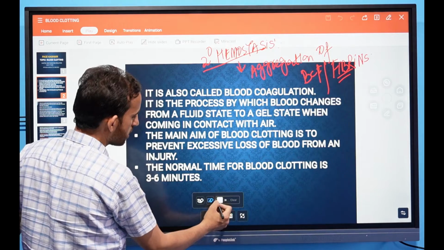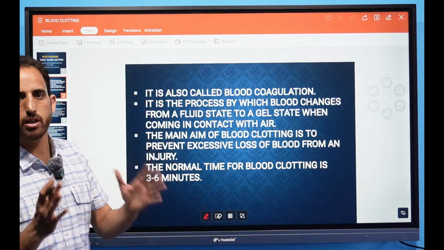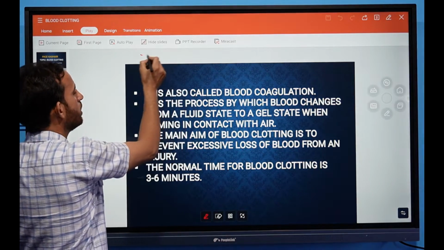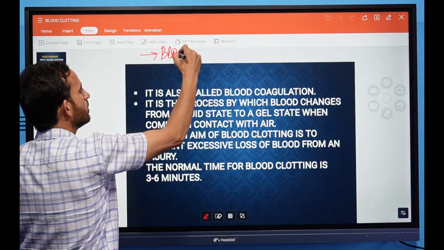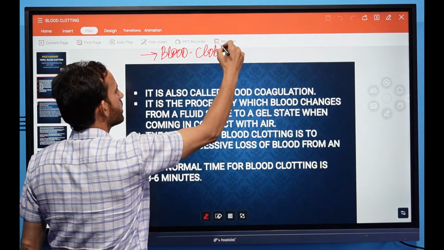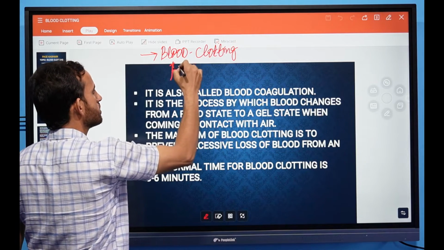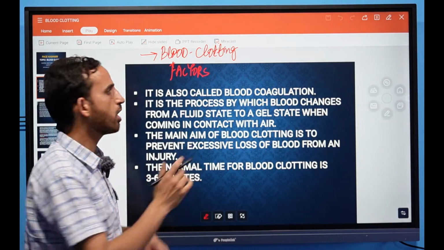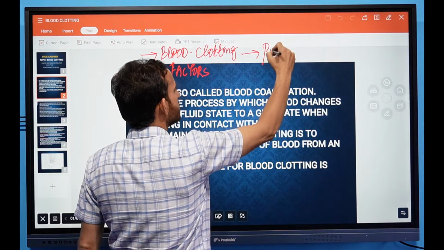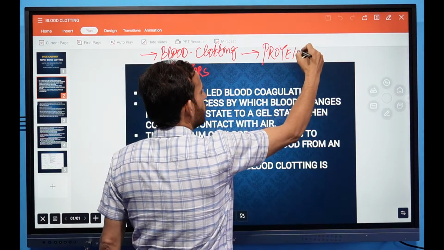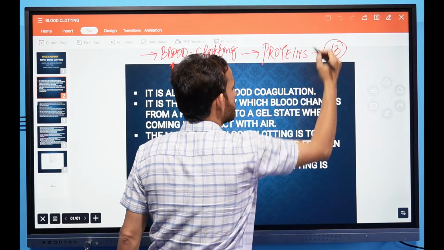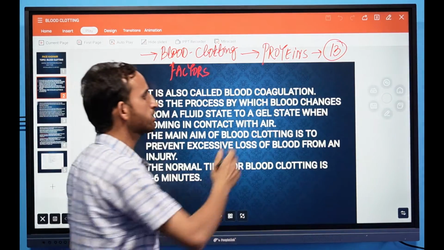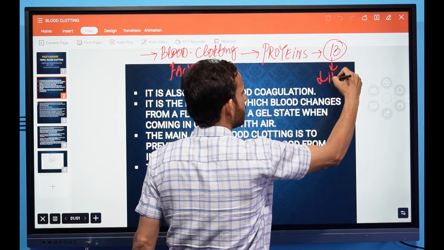Next point, you will always keep in mind that if we look towards the key players responsible for blood clotting, what are those called? Those are called blood clotting factors. And these blood clotting factors are actually proteins, which are 13 in number. They are always 13 in number. And the majority among these 13 blood clotting factors are formed from the liver.